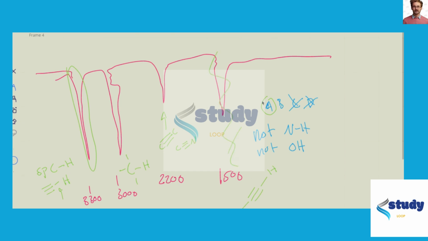Anything beneath here is fingerprint region we don't care about. This could be A or B. This could be A, B, or C, but this has to be A.